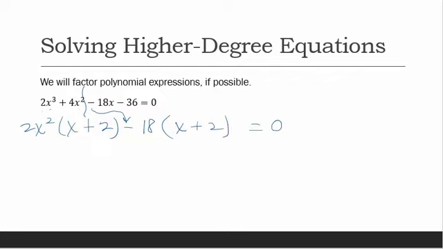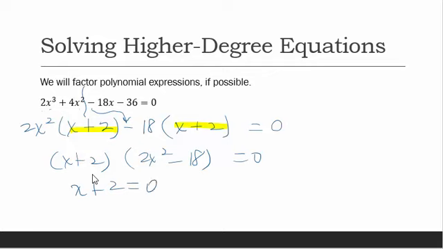Okay, and now we notice again that we have this common factor. And so factor it out, x plus 2, and whatever's left, 2x squared minus 18, is going to go in another binomial. Okay, now you can set each of these factors equal to 0 and continue solving. So either x plus 2 is 0, or 2x squared minus 18 is 0.